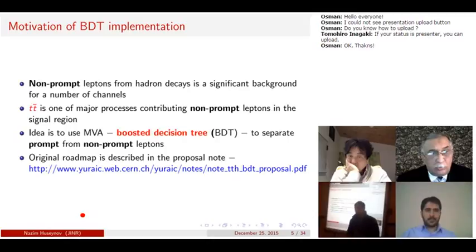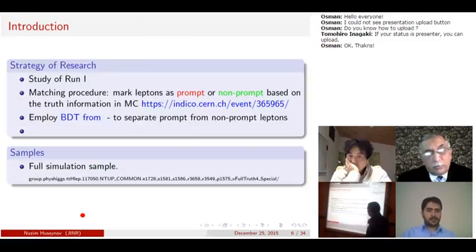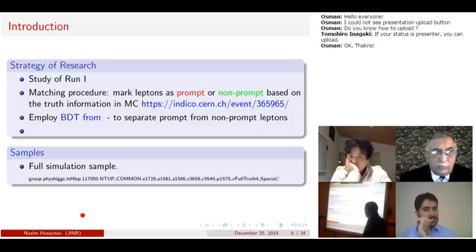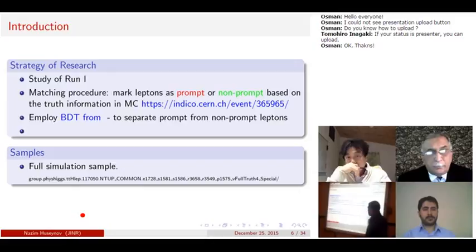Strategy of research. We study run 1. First, our step is a matching procedure: mark leptons as prompt and non-prompt based on truth information in Monte Carlo. And the last step is to employ BDT to separate prompt from non-prompt leptons. We use this sample from full simulation. This sample is after reconstruction, but it has full truth information, which gives us the possibility to mark a lepton as prompt or non-prompt. Next slide, please.